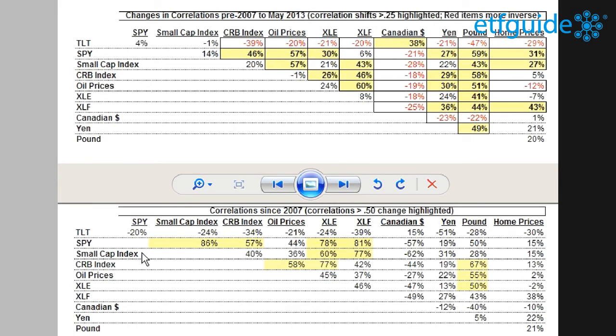Versus previously small cap index and XLF, now 77%. So that was a 43% jump in the correlation between XLF and the small cap index since 2007. A correlation of 77 is extremely high, and as we saw in the first chart, and represented by the 43% number, 77 minus 43, that was a previous number of 34% correlation.